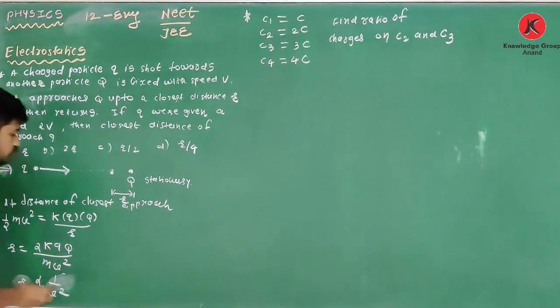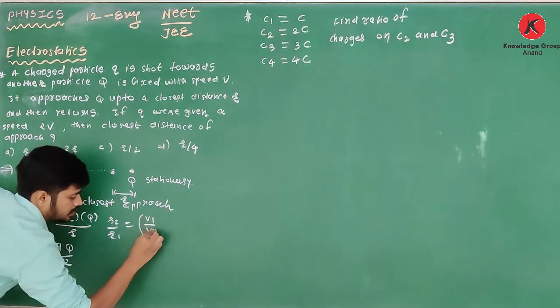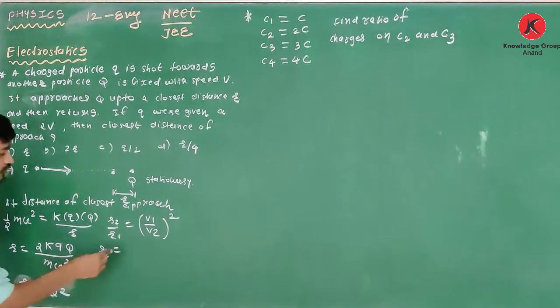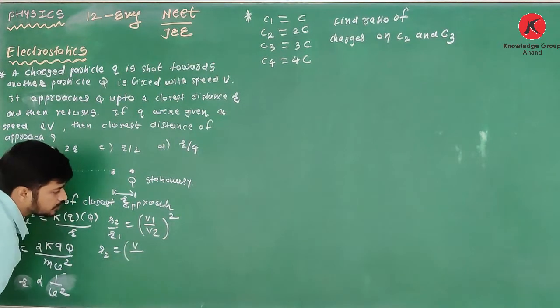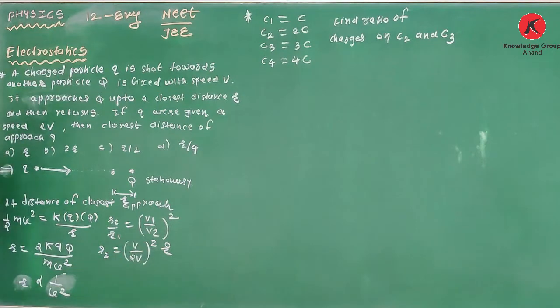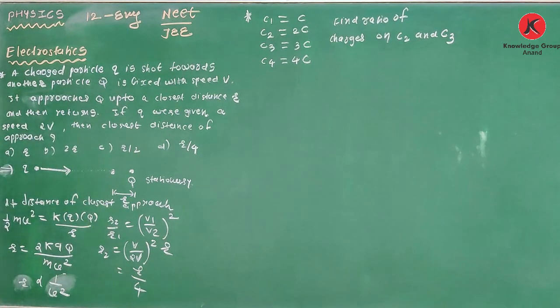Simple. So how to find it? It is r2 upon r1 is equal to v1 upon v2 whole square. So r2 is equal to v1, which is v, upon v2, which is 2v, whole square, times r1, which is r. So we get 1 upon 2 square, which means r by 4. Simple. So this is one concept, the distance of closest approach: at the distance of closest approach, the total kinetic energy is converted into potential energy.